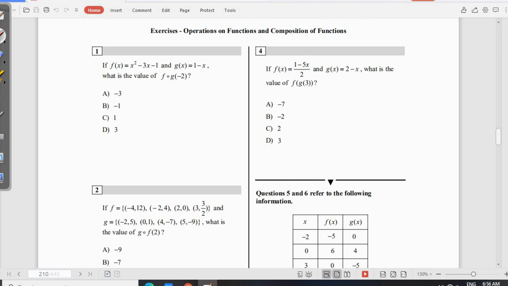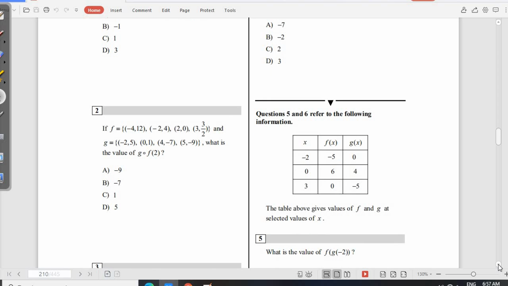So if you look at this one, if f of x equals (1 minus 5x) over 2 and g of x equals 2 minus x, what's the value of f of g of 3? I know you could easily do this one. All you need to do is replace it in. Replace g of 3 here. This is 3 minus 2 minus 3, and whatever answer you get, replace it in here, and that'll be your answer. Try it. If you don't get D, then you're wrong.